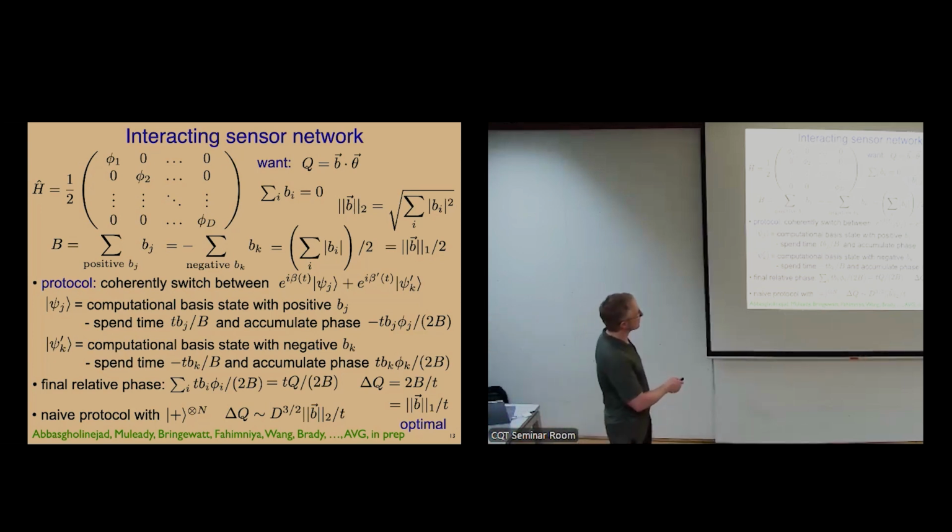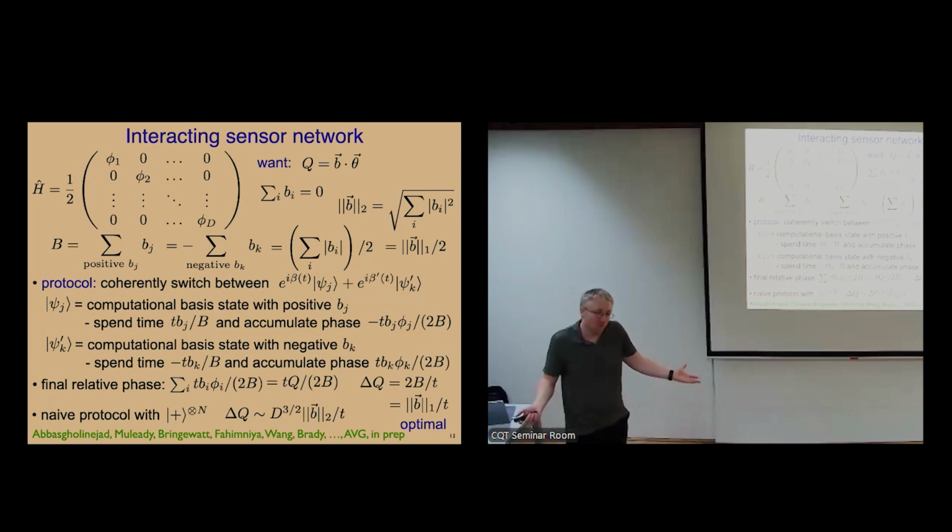It turns out if you start with this naive product state, but you allow yourself to make collective measurements at the end, you can get rid of one factor of d. But then if I'm allowing myself to do collective measurements, I might as well prepare entangled states. So. Great questions. More questions?